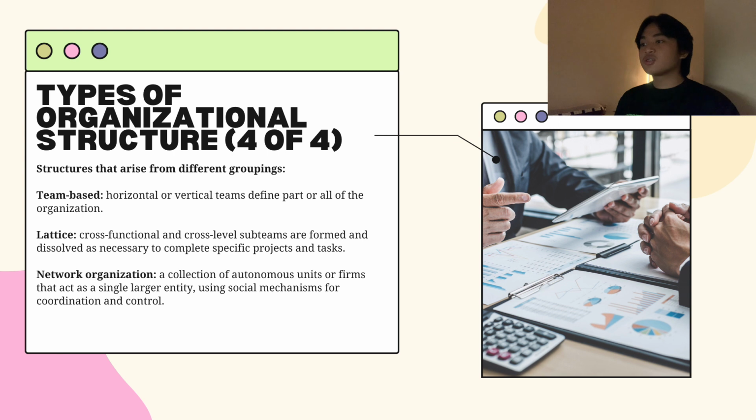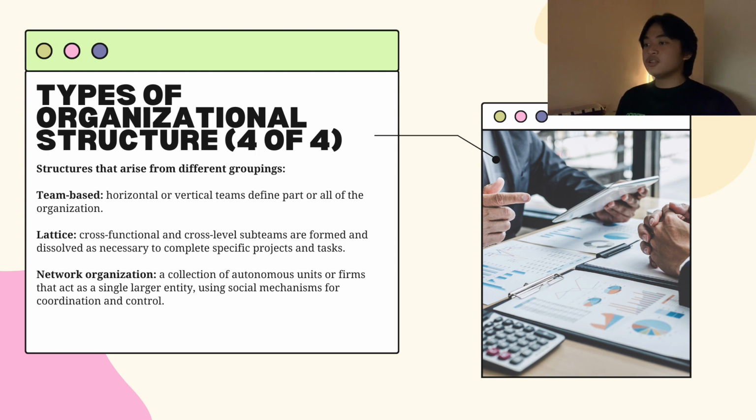Pang-apat is team-based structure, composed of horizontal or vertical teams that define a part or all of their organization. Ang example na to is mga kumpanya na may dedicated teams para sa marketing, sales, or customer service. Panglima is lattice structure, which is cross-functional, and sub-teams are formed and dissolved as needed. Example nito is a team of designers, engineers, and marketers formed to develop a new product.